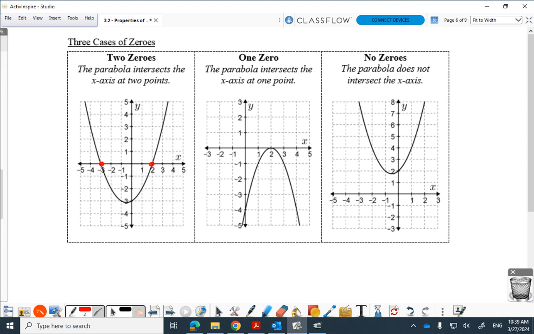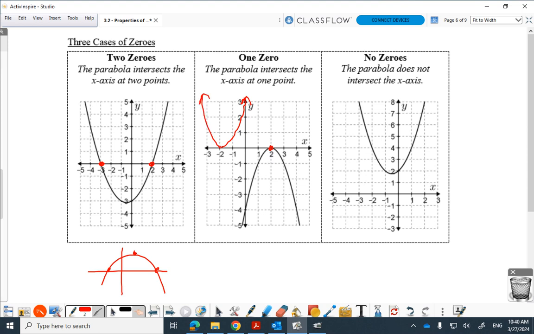If it's opening downwards and the vertex is above the x-axis. You don't have to have all this memorized yet. All you need for today is, oh, this can work out 3 different ways. Maybe the parabola just hits the x-axis. The vertex is on the x-axis. When that happens, whether it's opening upwards or downwards, you get 1 zero.